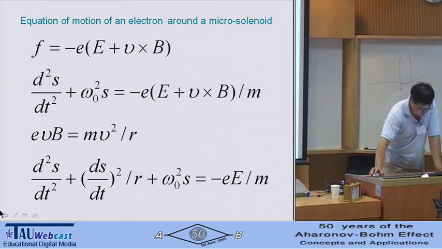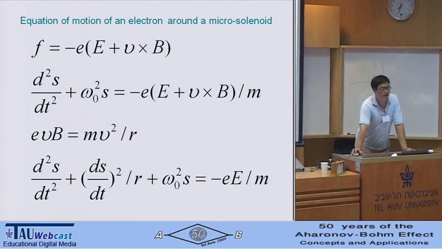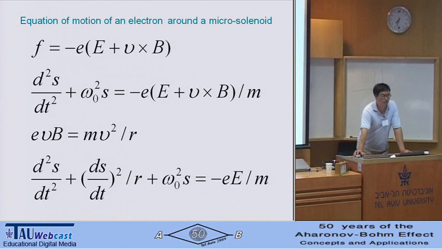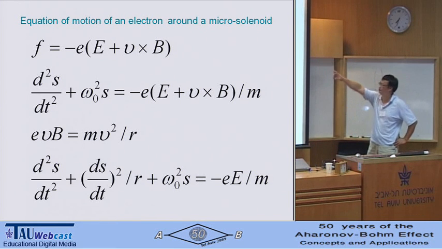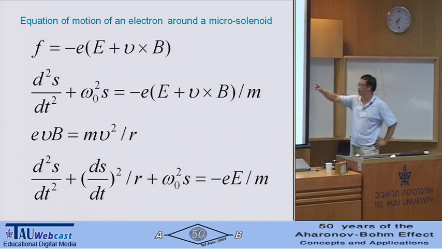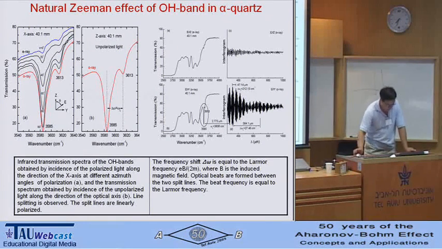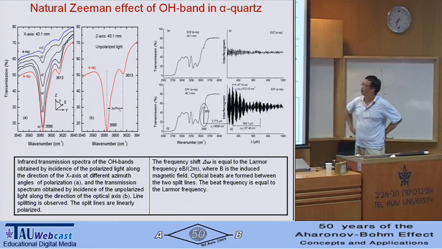Because of the induced magnetic field in the optical axis, the motion of the electron in the optically active medium is affected by the Lorentz force. In this case, we see that the differential equation is a nonlinear equation. And this magnetic field causes the Zeeman effect in the alpha quartz.